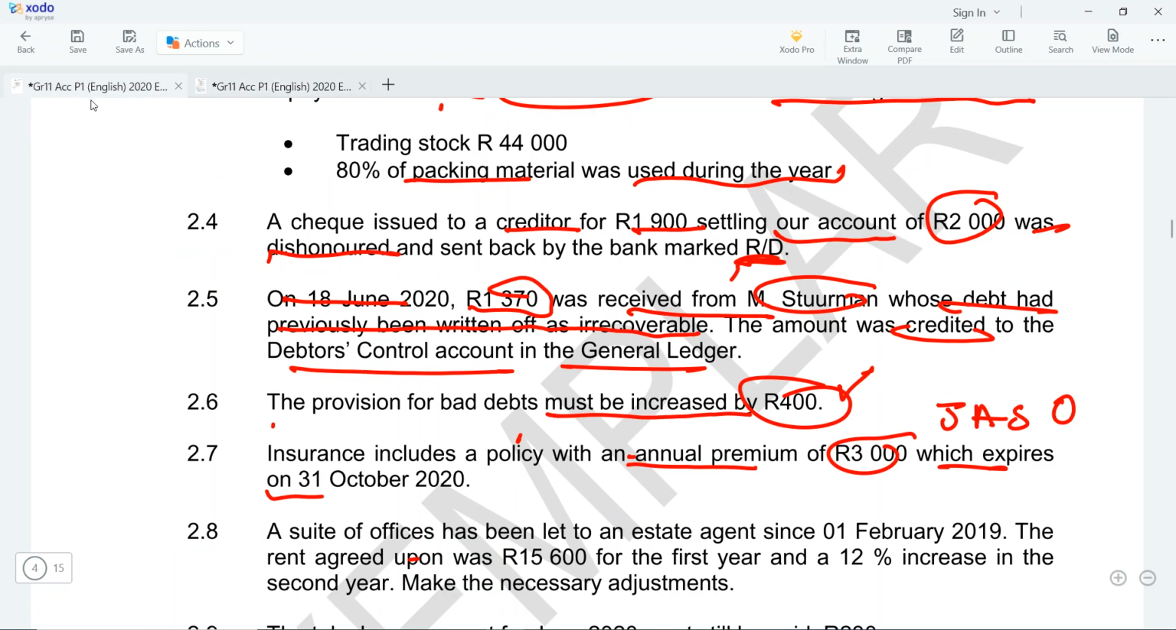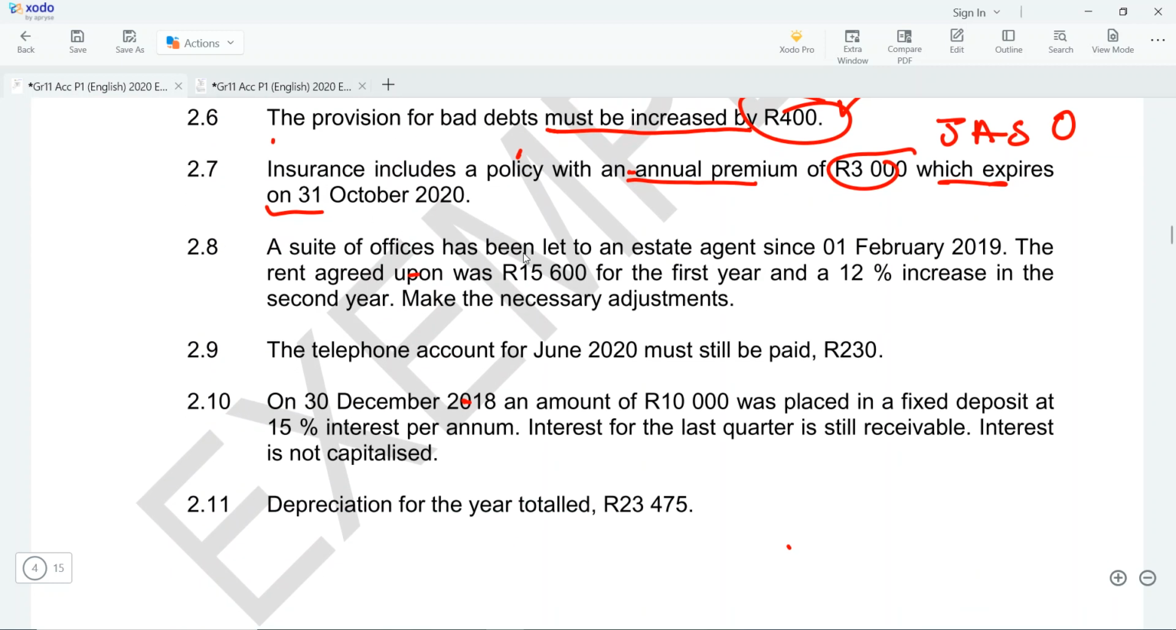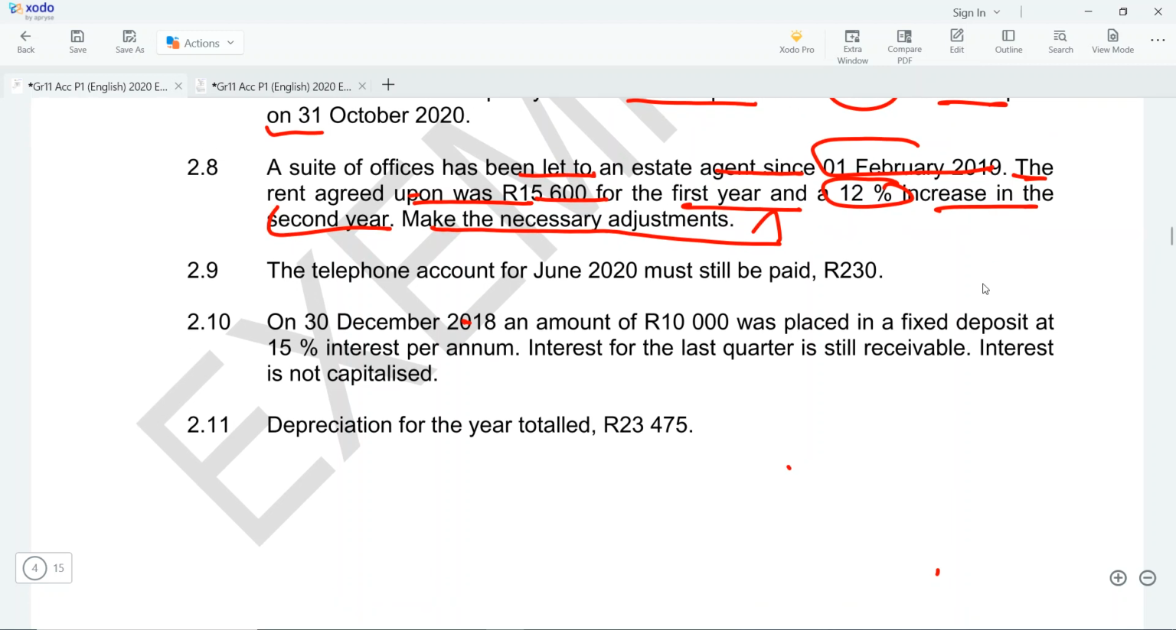Okay, next they are saying that an office suite has been leased to an estate agent since 1 February 2019, and they're saying that the rent agreed upon was 15,600 for the first year at a 12% increase in the second year, made necessary adjustments. So now what you need to do here, you need to look at your rent this way. Check how many months rent was 100%, how many months did it then increase to become 100% plus 12%.